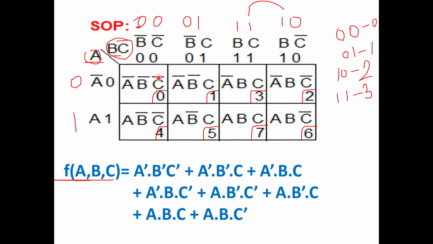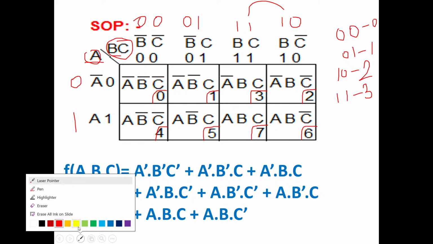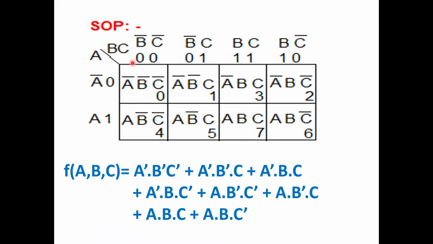Based on that, you just write down. Here 0 is there, write 0, 0. Here 1 is there, write 0, 1. 3 means 1, 1. 2 means 1, 0. That's it. Now, 0, 0 means B bar, C bar. 0, 1 means B bar, C. 1, 1 means BC. 1, 0 means B, C bar.